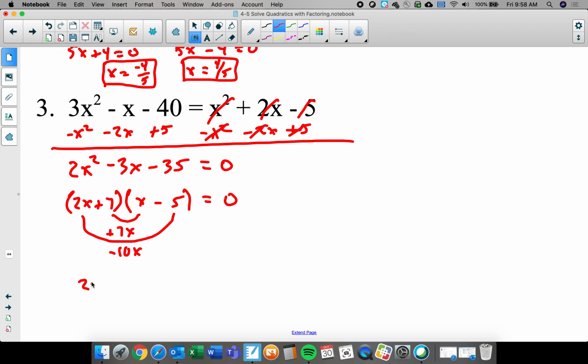We set 2x plus 7 equal to 0. We set x minus 5 equal to 0.